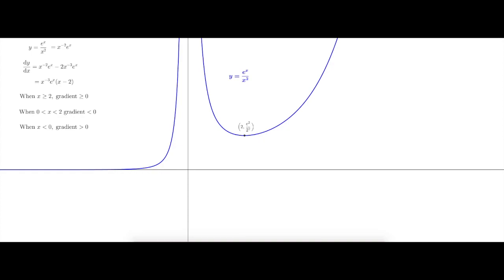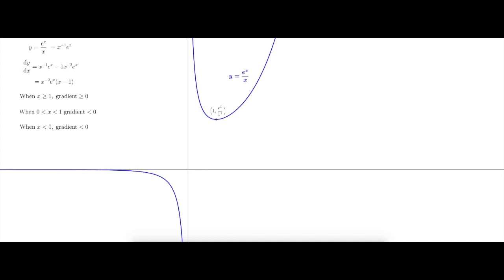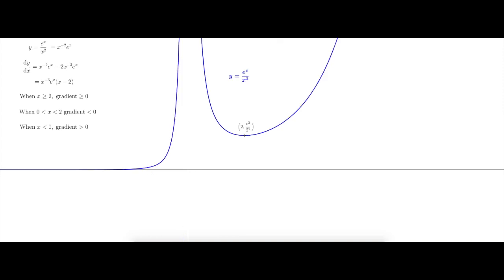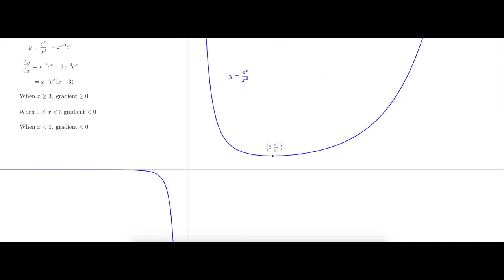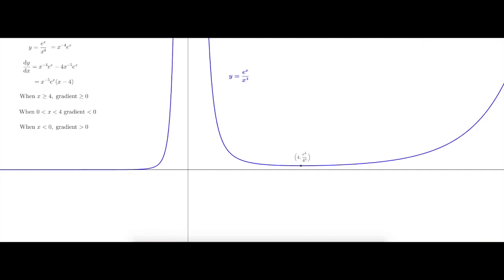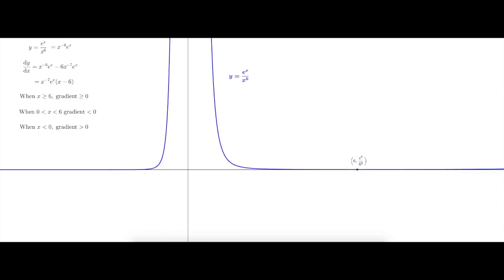That's all pretty much the same as e to the x over x, except for the fact that when x is less than 0, the gradient is now negative and y is negative. So e to the x over x, e to the x over x squared, e to the x over x cubed, now the turning point is when x is equal to 3, e to the x over x to the 4, over x to the 5, over x to the 6, and so on and so on.